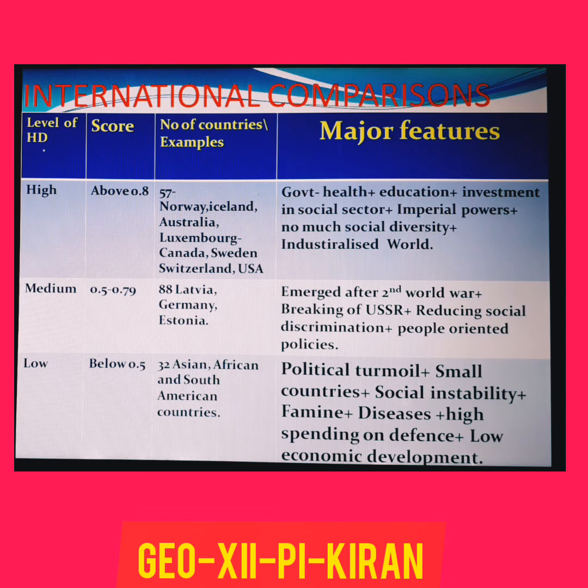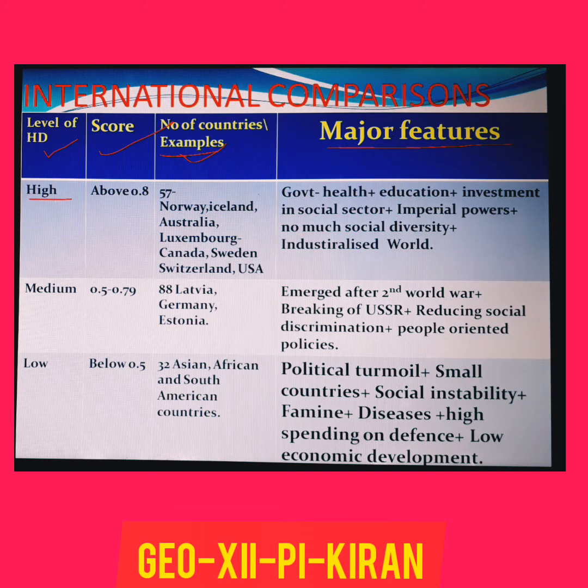In the next part, you are understanding about international comparisons of human development. So here we have four columns. The first column is the level of human development. The second column is the scores based on HDI values. The third column is the number of countries, examples of some countries, and major features of those countries. It's a very important table. By this, you can understand the human development in the world.